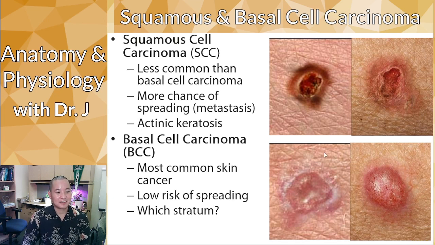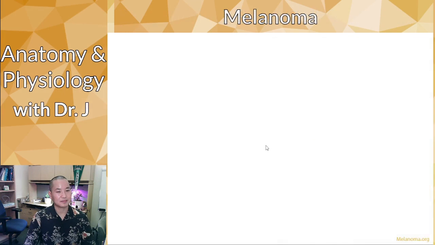So if it was guaranteed that everyone would develop cancer during their life, and you could choose which type of cancer you would get, it would be basal cell carcinoma. It's very survivable. People rarely die from basal cell carcinoma. But a deadlier type of skin cancer is melanoma.